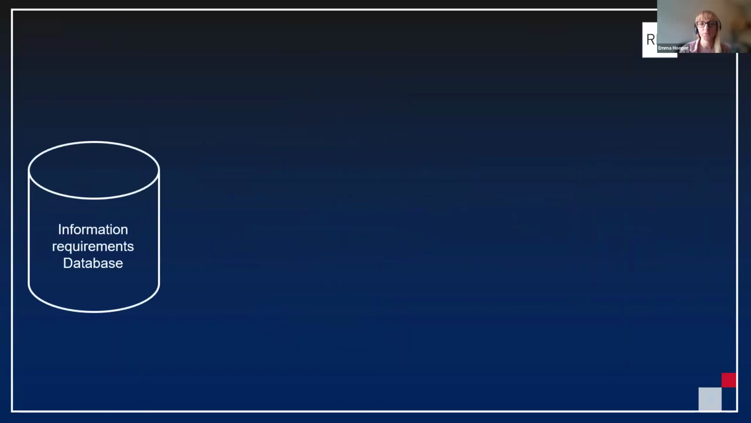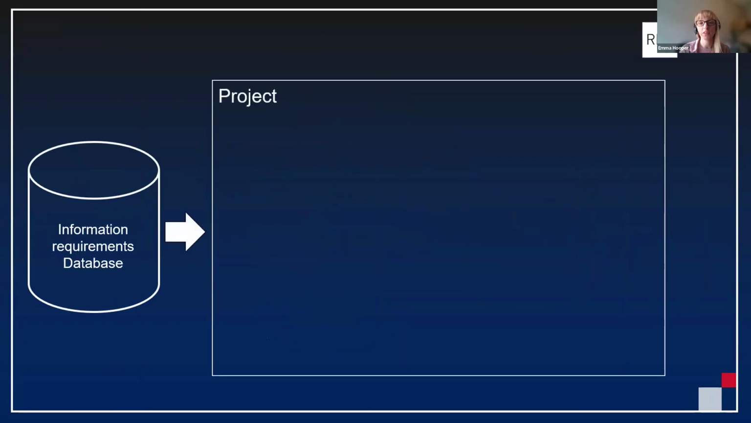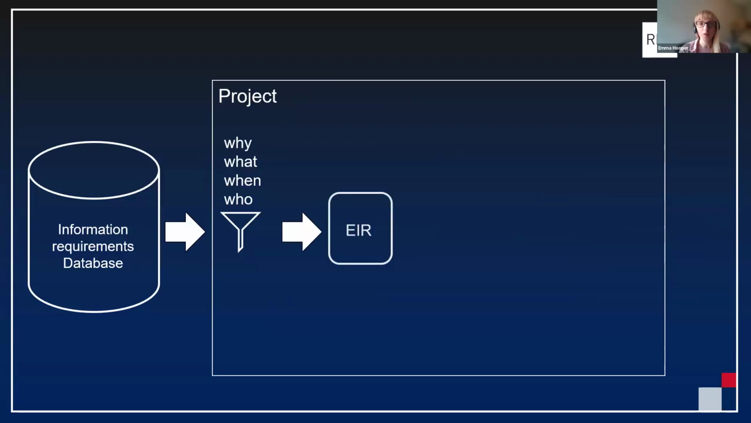So when a project occurs, we then need to make the information requirements relevant to a project. So we've got them all in this database. That can be done by filtering them based on things like use cases, object types, when that information is needed, and then who is going to supply it. And this gives us exchange information requirements, or an EIR, which is then used for selection or tendering of suppliers so that they know what information is needed to be produced.